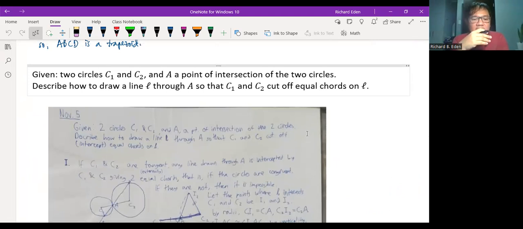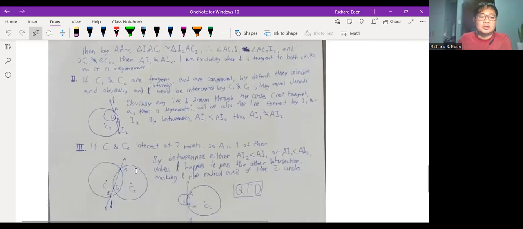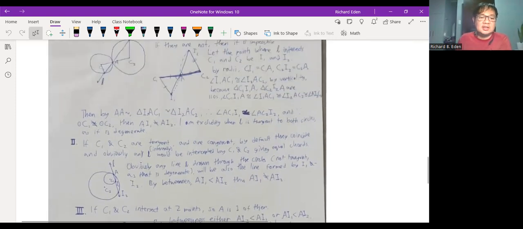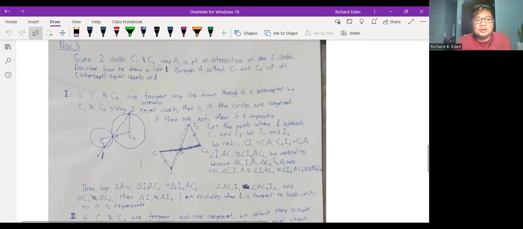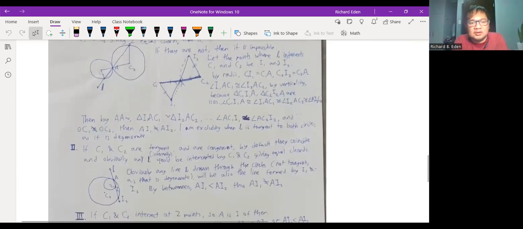These parts are correct. So we're given two circles, and point A is a point of intersection. You're right to consider the various situations where there's a single point of intersection versus two points of intersection, as you can see in part 3. So parts 1 and 2 cater to the situations where the two circles only have 2 points of intersection.